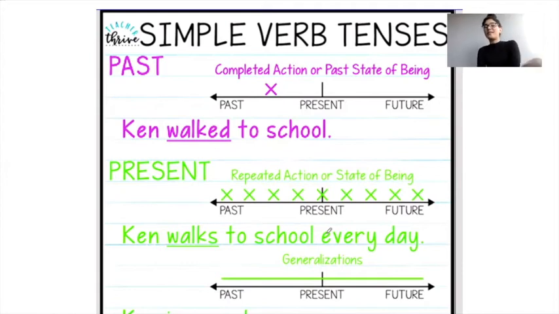So for example, Ken walked to school. It's something that Ken has already done. The present form of a word or a sentence is a repeated action or it's a state of being. It's something that you still are doing. For example, Ken walks to school every day. So that is something that he still does. It's an action that happens again and again every day.